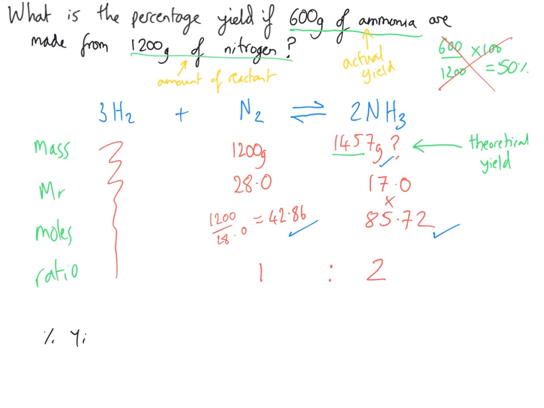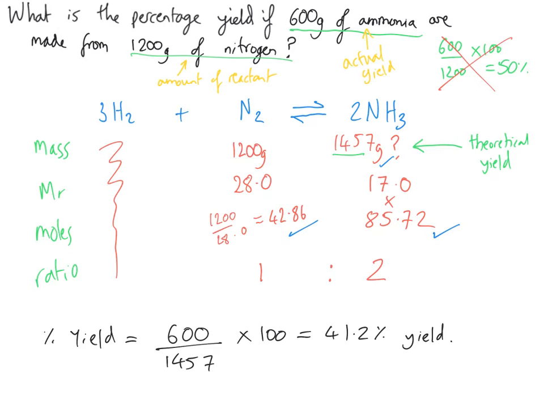So the percentage yield is what we actually got, 600, divided by what we could have got, 1457, multiplied by 100, which gives us 41.2% yield to 1 decimal point. And so that's the only way it can get complicated, if they make you do a reacting mass calculation first, and then you'll get your 3 marks for your reacting mass calculation, which is standard, and then 1 mark for a percentage yield calculation. So this question would most likely be a 4 marker.